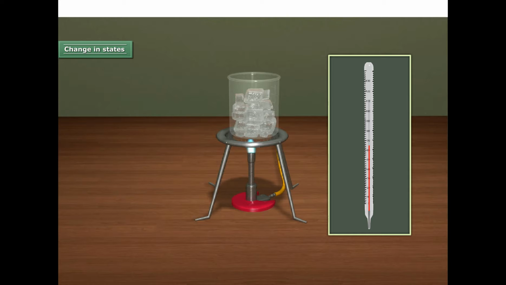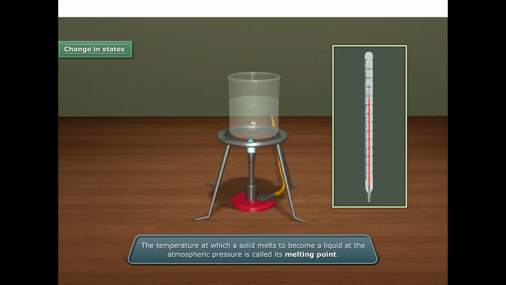The temperature at which a solid melts to become a liquid at the atmospheric pressure is called its melting point. The melting point of ice is 0 degrees Celsius, but Kelvin is the SI unit of temperature. Now, to convert degrees Celsius into Kelvin, we use the following relation. So, the melting point of ice is 273 Kelvin.